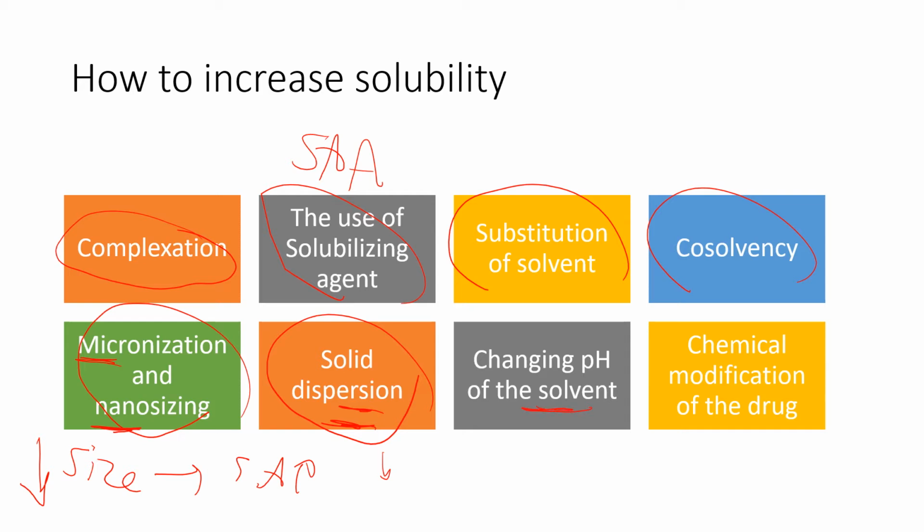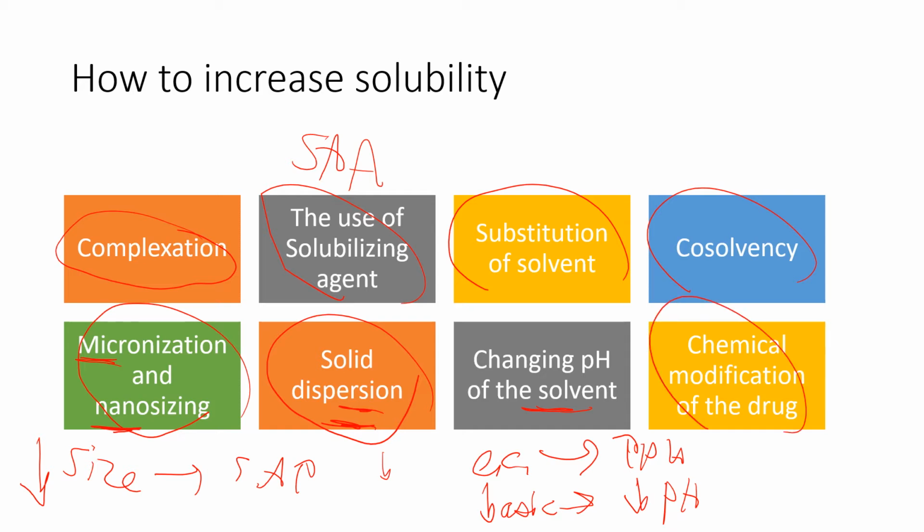We can change the pH of the solvent. If the drug is weakly acidic, we can increase the pH, so the pH will be alkaline. So an acidic drug in alkaline medium will dissolve. If the drug is weakly basic, we can reduce the pH and make the medium acidic. So a weakly basic drug dissolves in acidic medium because of formation of salt.